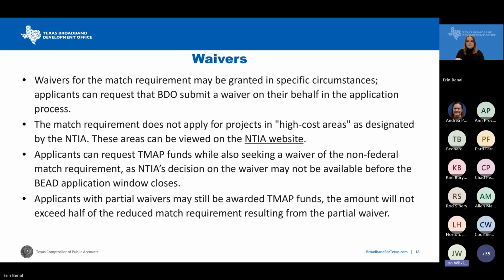But the goal of the TMAP program is to really limit the need to ask for waivers. We really want to try to help get all of our applicants up to that 25%, because there's nothing guaranteed about a waiver request at the federal level. And the economics of some of the higher cost areas of our state are not great. And the TMAP program is the state just saying, we really understand that and we want to help you get to that.